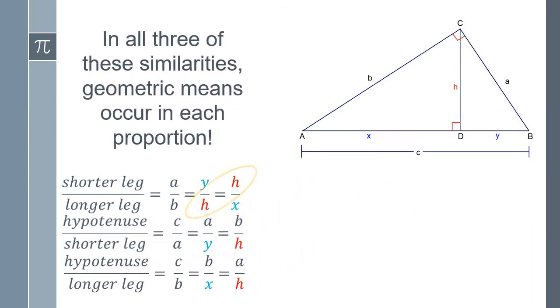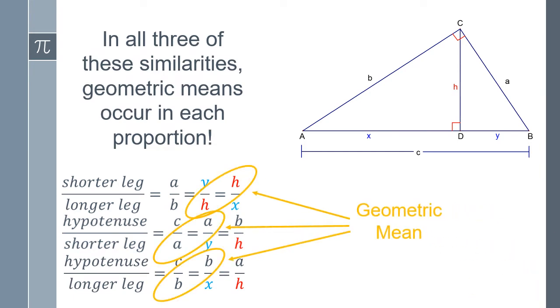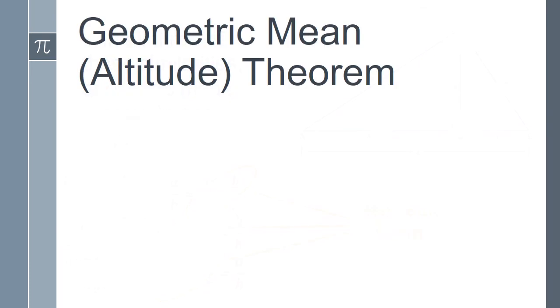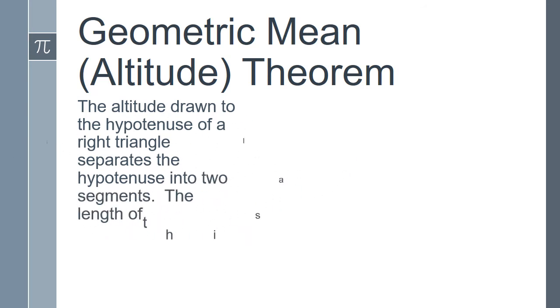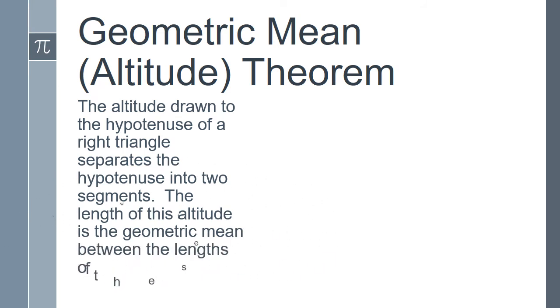Now, what do you notice here? Geometric means occur in all three of these extended proportions. All right, those are geometric means. So the geometric mean altitude theorem states the altitude drawn to the hypotenuse of a right triangle separates the hypotenuse into two segments. The length of this altitude is the geometric mean between those two segments.